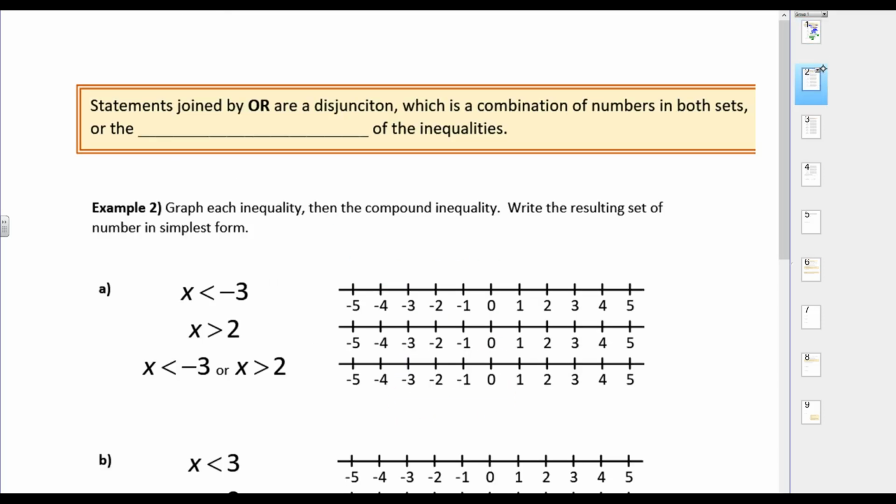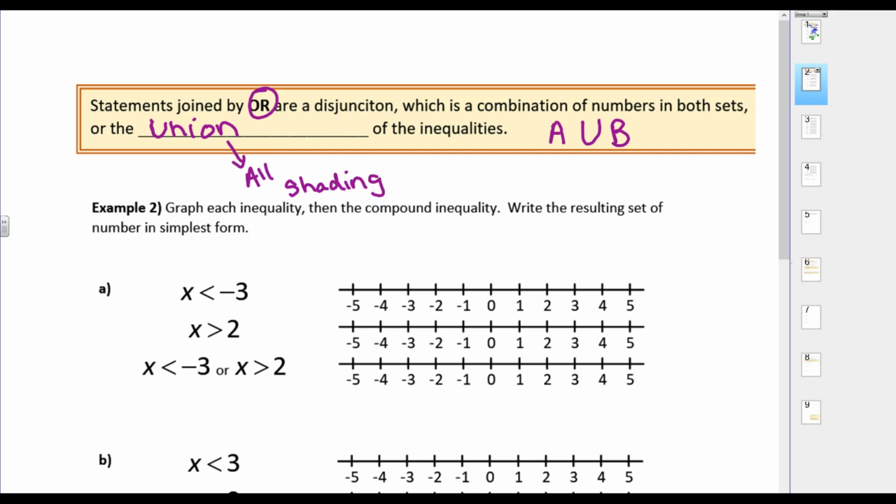Now, let's put that up against a disjunction, where statements are joined by the word "or." A disjunction is the set of numbers which is considered the union of the sets. We would denote that by A union B, so that's a right side up U this time. The union is basically going to be where any shading occurs. So all shading is considered the union.